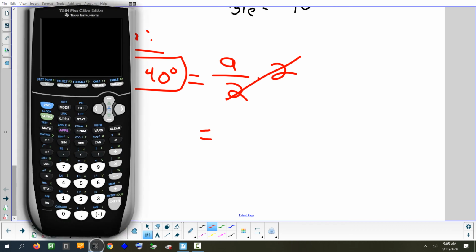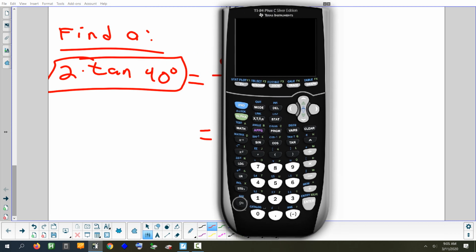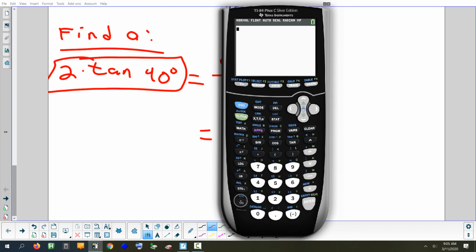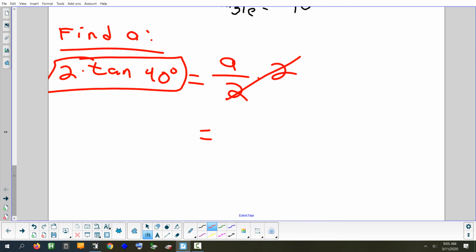When I type that in on my calculator, what do I want to make sure of? Especially if you look at my calculator. I want to make sure I'm in degrees. You can do these problems in radians or degrees, but every problem that I give you is going to be in degrees. So put it in degrees and keep it in degrees, at least for 4.1 part 2. We did radians earlier in the week, but we're not going to do anything with radians today. So 2 tan 40 is about 1.68. So we'll just say 1.68.